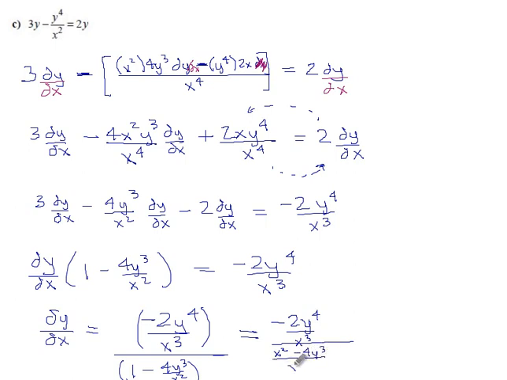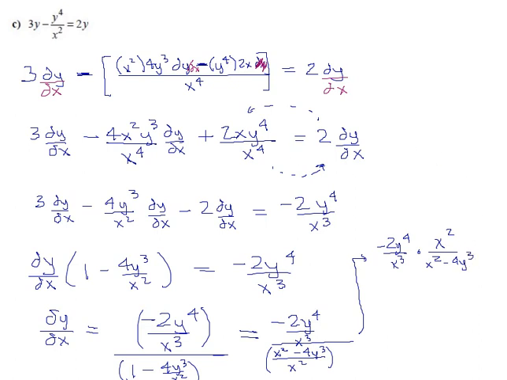So if we do that, our denominator is x squared over x squared, that's our 1, minus 4y cubed over x squared. Now that we have that, instead of dividing by x squared minus 4y cubed over x squared, I'm going to multiply by the reciprocal of it. So we get minus 2y to the fourth over x cubed times x squared over x squared minus 4y cubed.